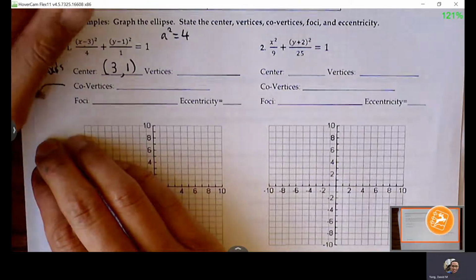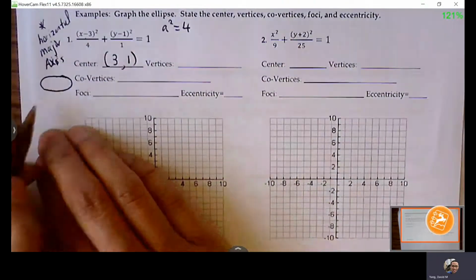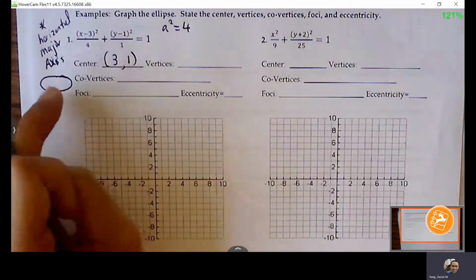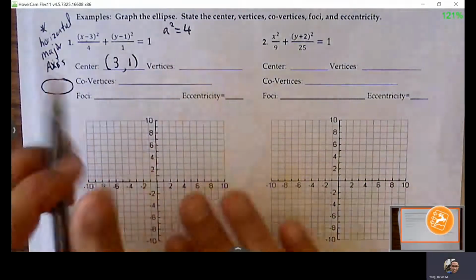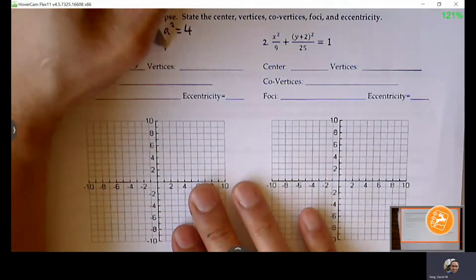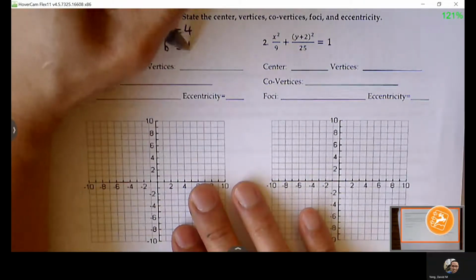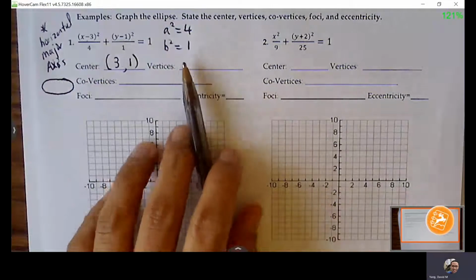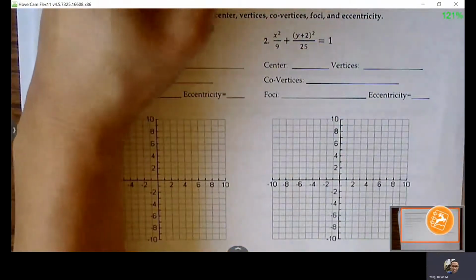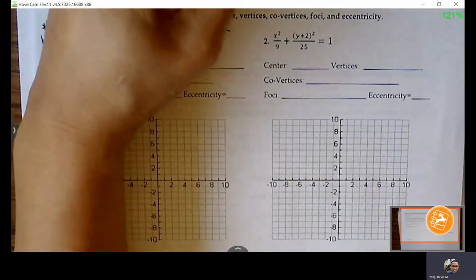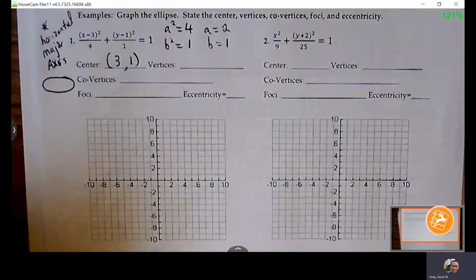I know my graph is going to look more like this. Right? It's going to be longer along the horizontal. So if A squared is 4, I know that my B squared is equal to 1. And if A squared is 4, I can take the square roots. So A must be 2, and B must be equal to 1.